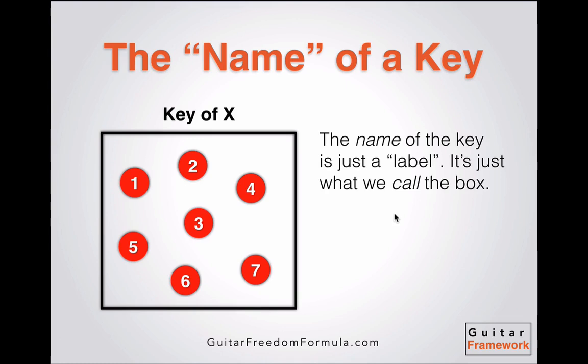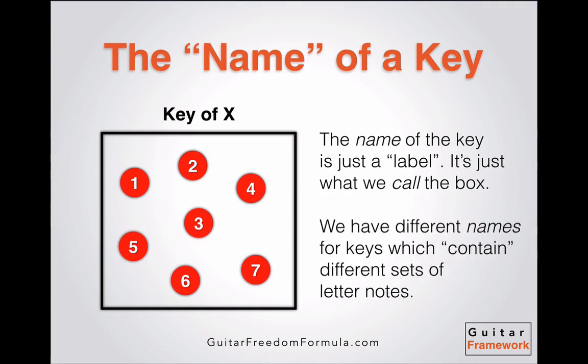But no matter what the name of the key is, whether it's F sharp minor or B major or something like that, I want you to remember that all we're referring to is the name of the box. That's it. Remember, the key is a container, and in this case, we drew it as a box. So whenever you hear the name of a key, all it is is the container that contains 7 notes. That's it. It's just the name.